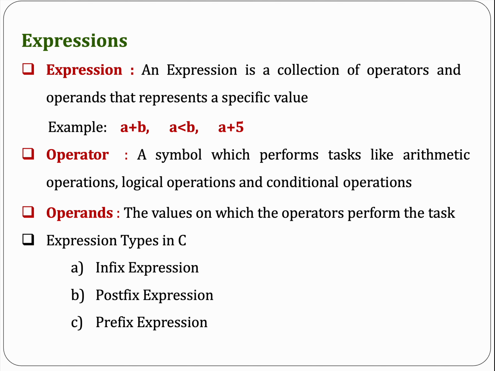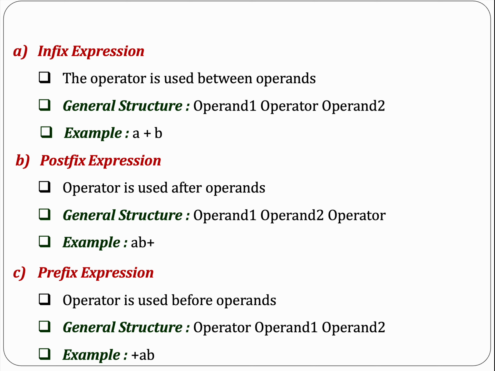There are three types of expressions in the C programming language. First one is the infix expression, second one postfix, and third one prefix. The order might change, but there are three expressions: infix, postfix and prefix. What is an infix expression? The operator is used between the operands. Take the example A plus B with two operands. Here the operator is present in between the operands. So this is called an infix expression.